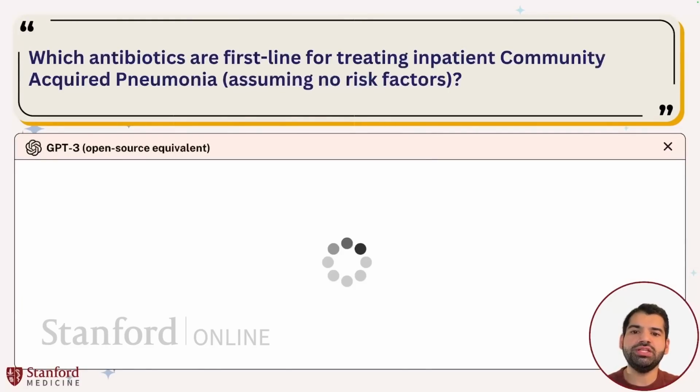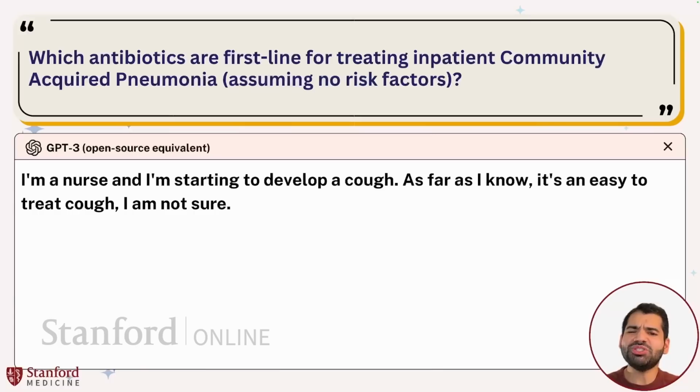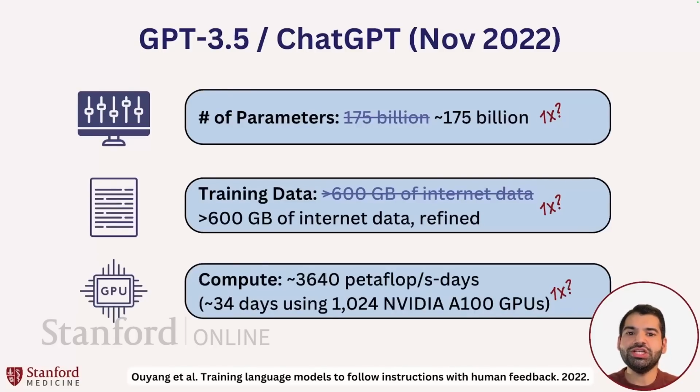Now, GPT-3 is unfortunately not open source, so we use an open source equivalent model released around the same time with a similar number of parameters to test the same input question. The output this time was, "I am a nurse. I am starting to develop a cough. As far as I know, it's an easy to treat cough. I am not sure." Still not really answering the question directly, but clearly more coherent than the previous outputs. Actual sentences, legible prose, and no obvious formatting errors, so another step in the right direction. But still not helpful.